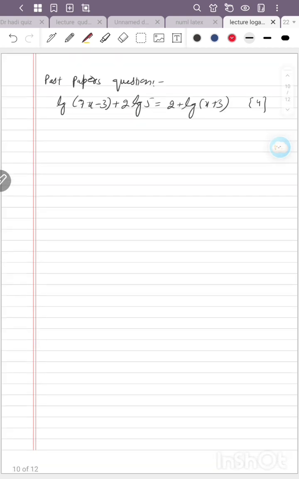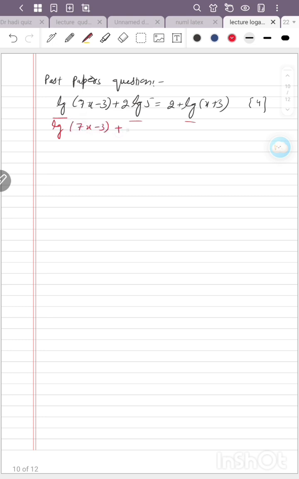Now we will go forward. We have a past paper question. It's a 4 marks question. lg means log base 10. lg, log base 10. How do we solve this question? By applying the log properties, first we have to apply 7x.